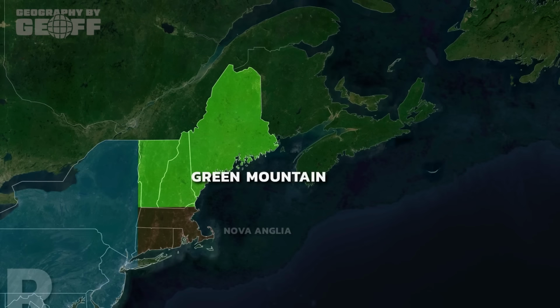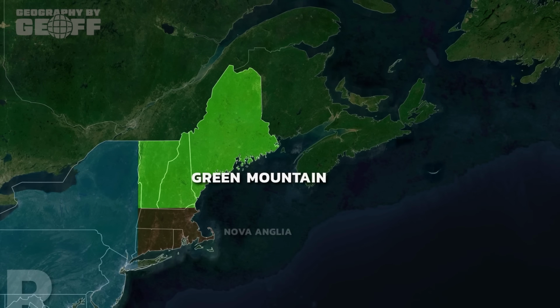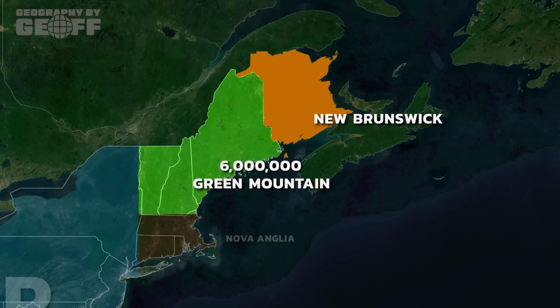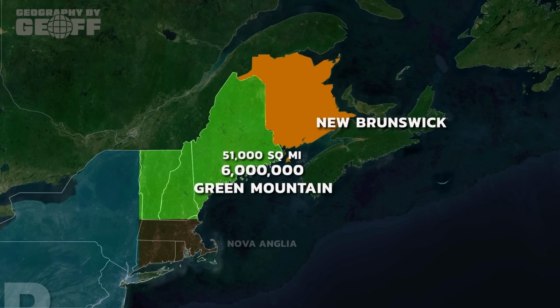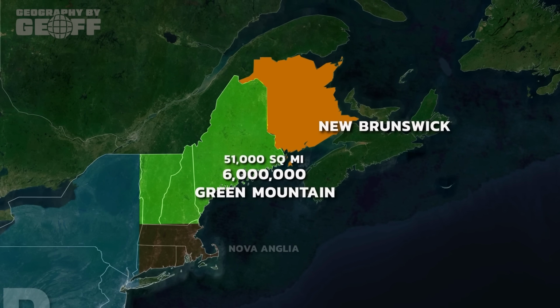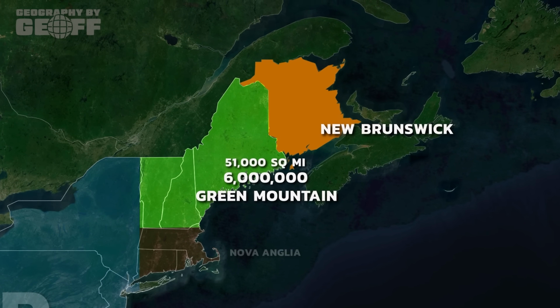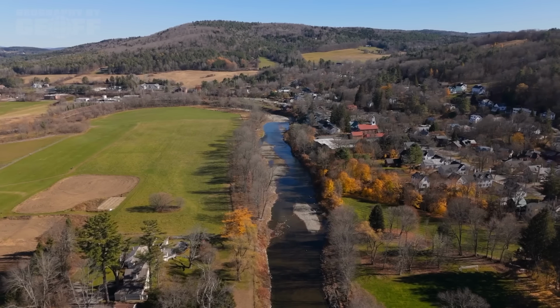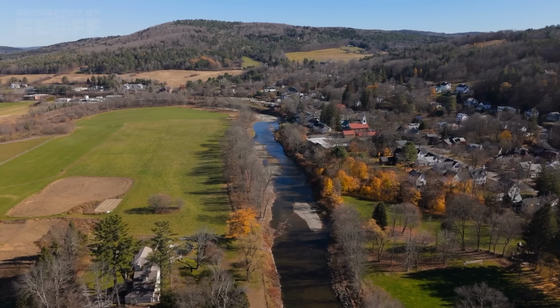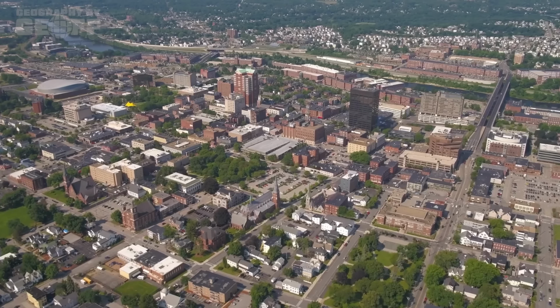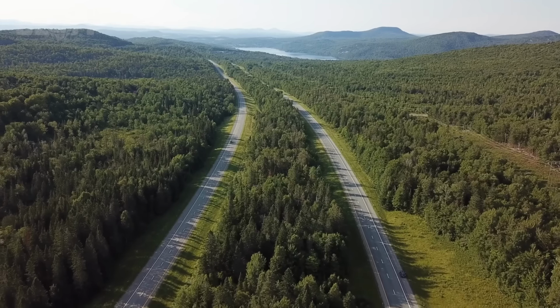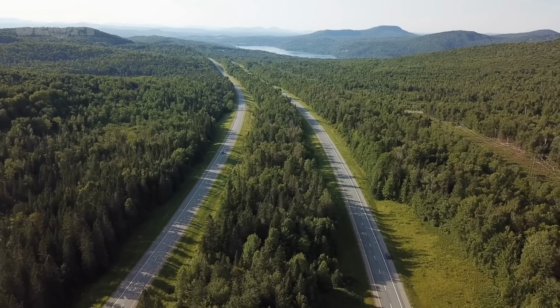Just north of Nova Anglia is the province of Green Mountain, the cousin province to New Brunswick. This province would be home to just 6 million people on a little more than 51,000 square miles, and like New Brunswick, it really wouldn't have any major urban centers. Instead, its population would be more dispersed and rural, with an emphasis on the smaller urban areas of Portland, Manchester, and Burlington.